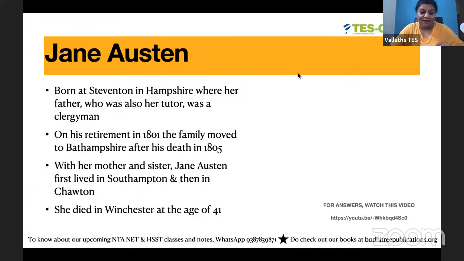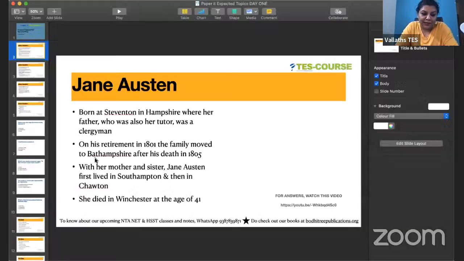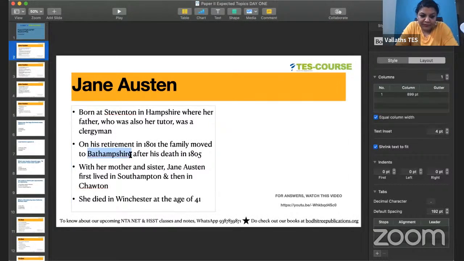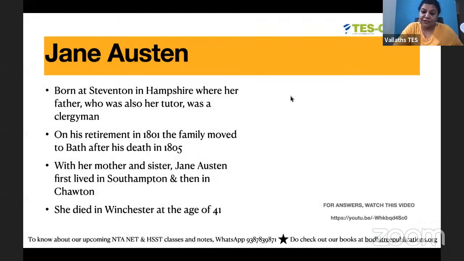Jane Austen was born in Steventon in Hampshire, the daughter of a clergyman, who was also her tutor. After his retirement, they moved to Bath. Jane Austen was very close to her sister and mother. She lived in Southampton and Chawton and died in Winchester.